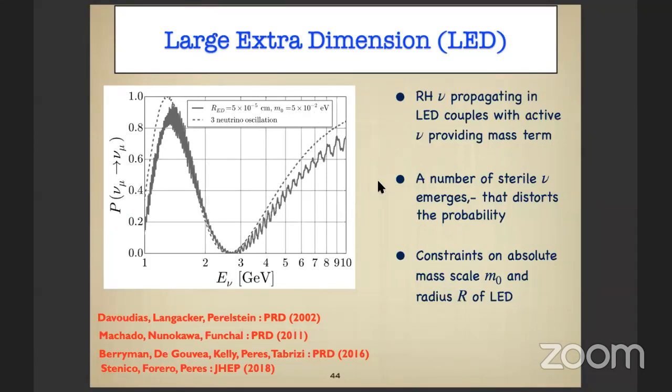With this LED analysis, one can try to explore the free parameters such as the radius or size of the extra dimension or the absolute neutrino mass scale, etc.